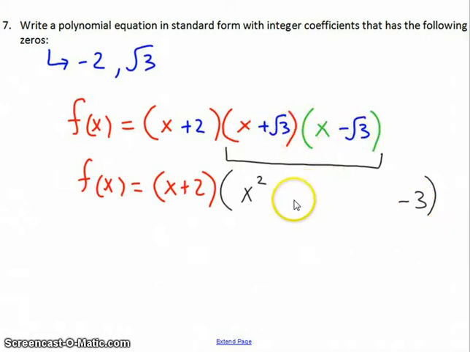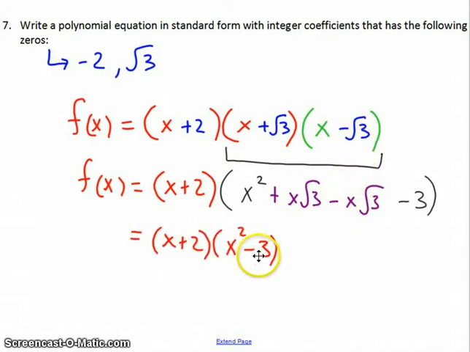Now the outer and inner. Well, the nice thing about these is they're going to cancel each other out. I'm going to have a positive x times square root of 3 and a negative x times the square root of 3. Since those cancel out, they go away. And on the right, what I have now is x squared minus that 3. So now I've got two binomials here that I've got to multiply out. x plus 2 times x squared minus 3.